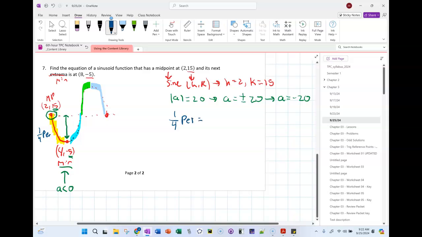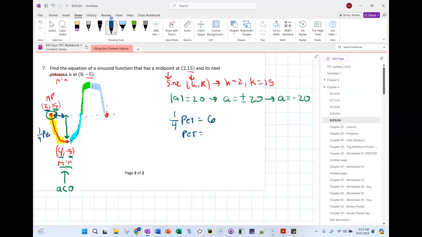So what I want to find out now is how far is that 1/4 of a period? Remember, the period is a horizontal distance. So it's the distance from 2 to 8. How far is that, 2 to 8? 6, right? So if a quarter period is 6, a full period is 24, because I multiply both sides by 4, right?